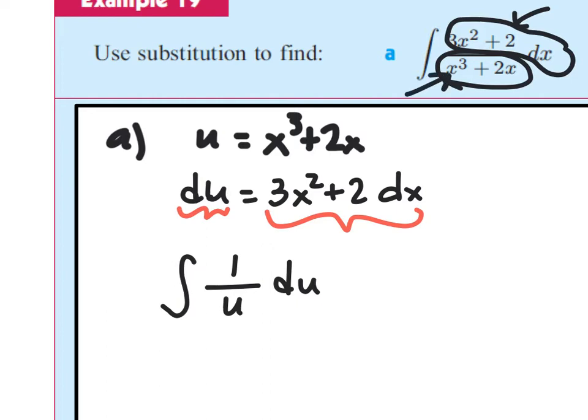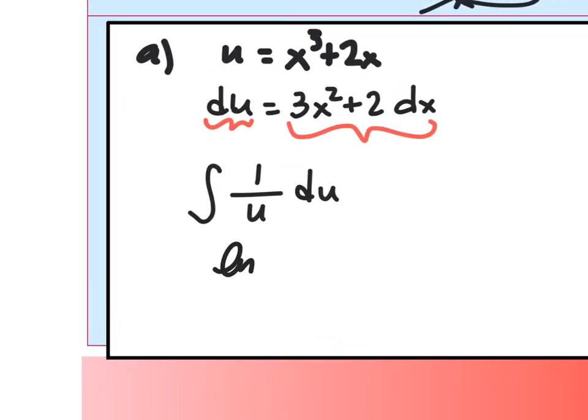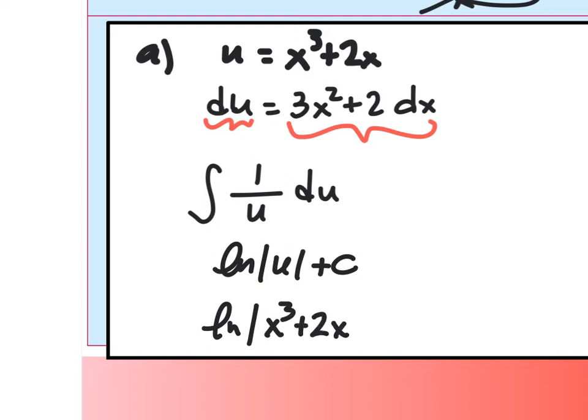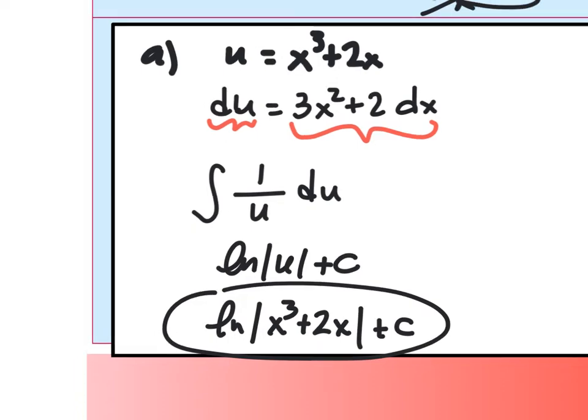And then this in the denominator is u. So now I can take the integral of 1 over u with respect to u, which is the natural log of the absolute value of u plus c. I have to do one more thing and sub back in what u equals, which is x cubed plus 2x, and I'm done. There's your integral. You could always test that by taking the derivative.